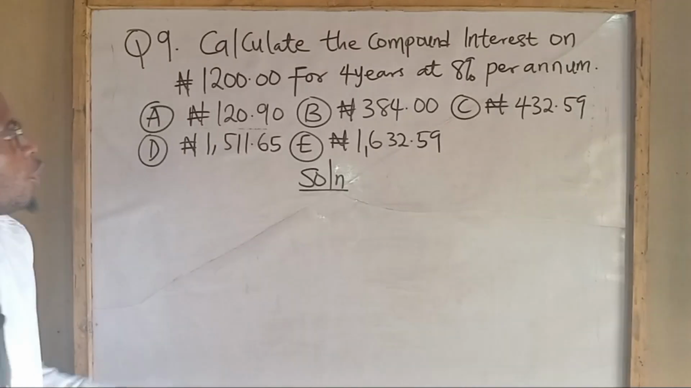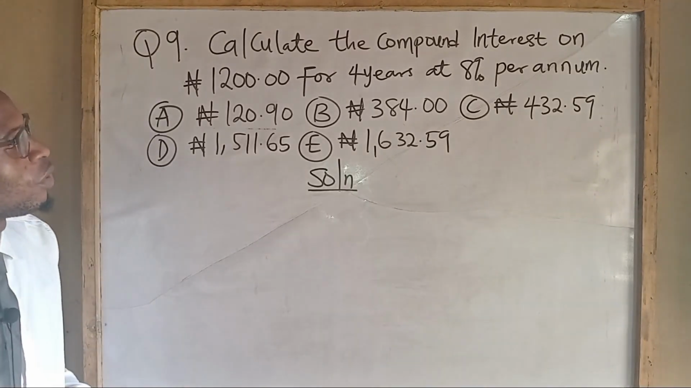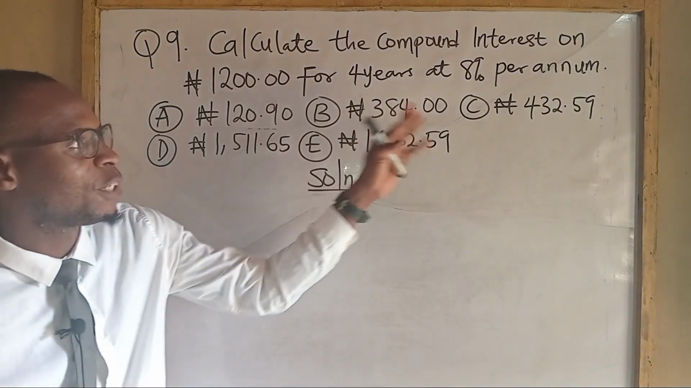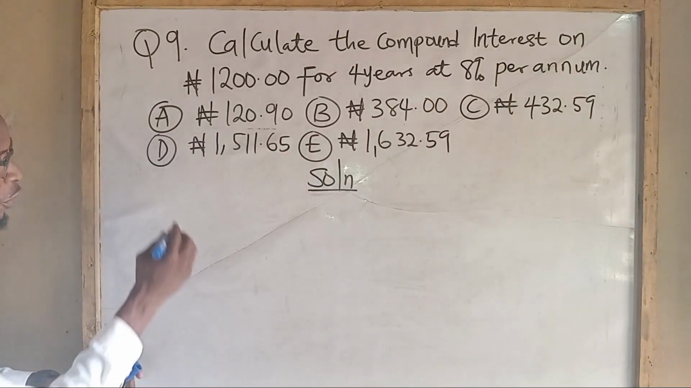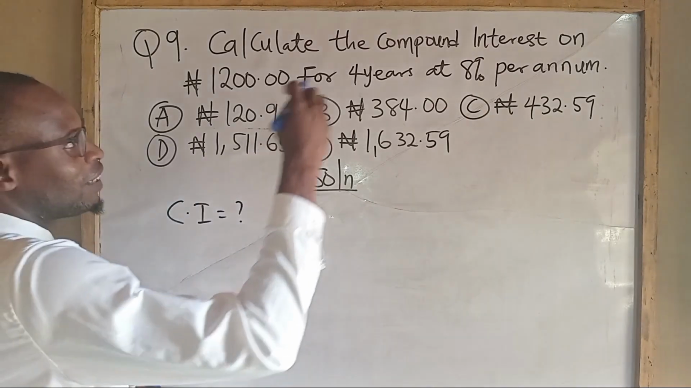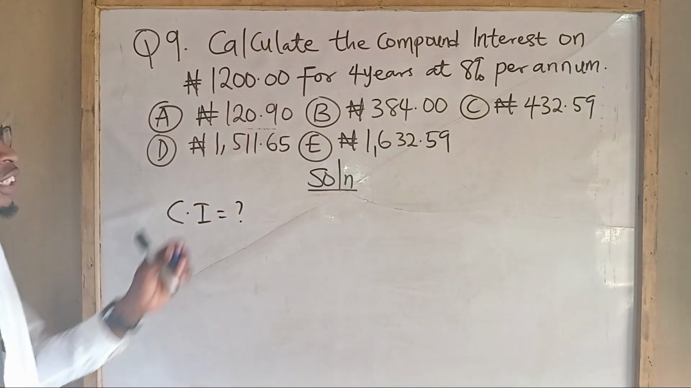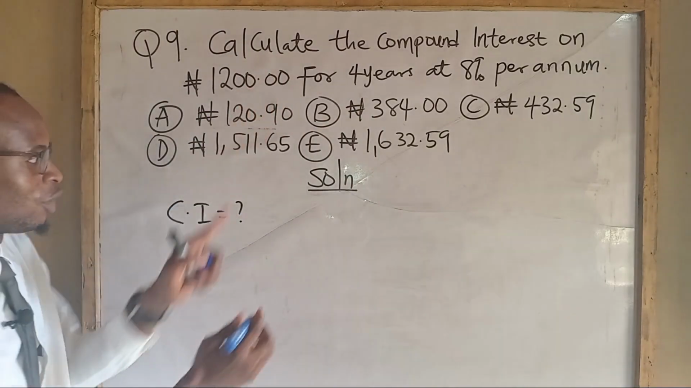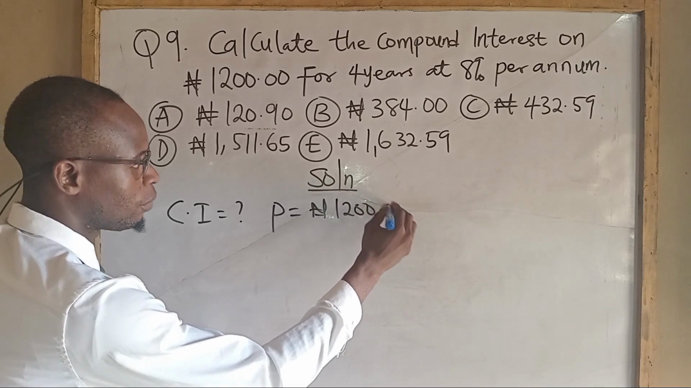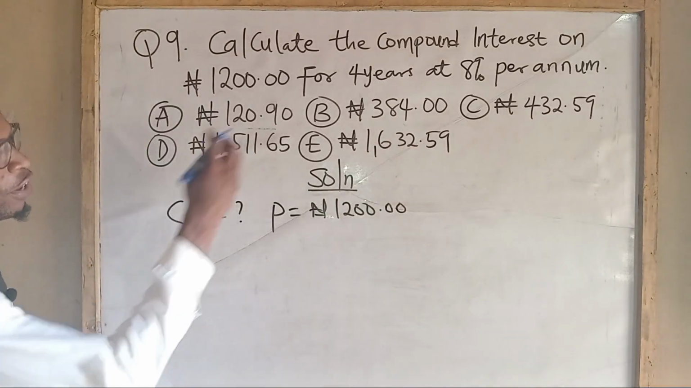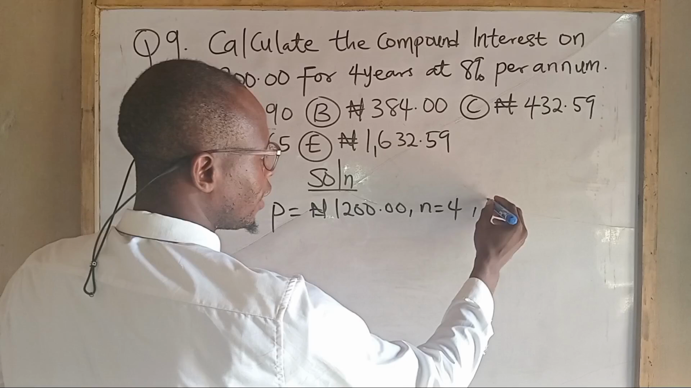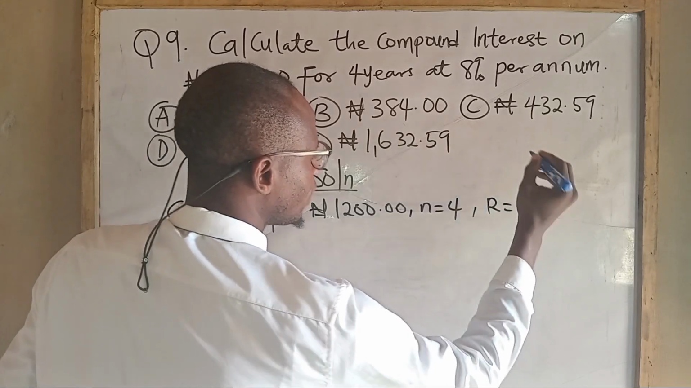The next question, question 9 on the board. We are told to calculate the compound interest on 1,200.00 for 4 years at 8% per annum. So in this case, you are looking for the compound interest. I will short that as CI is unknown. Of course, compound interest on this 1,200. So this is not the real amount. This is actually the principal. So the principal in this case is equal to 1,200.00. For 4 years, that's the number of years, n equals 4. Of course, 8% per annum, that's the rate, the interest rate is 8%.